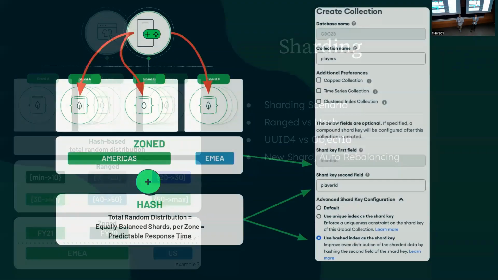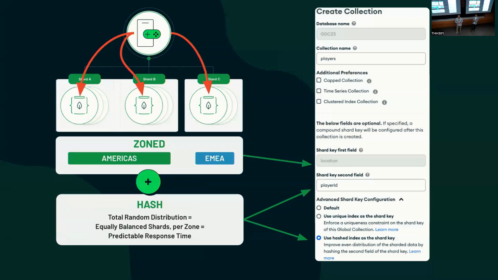Okay. So for the pattern we can apply for player profiles in particular, and for gaming, we actually combine two. We combine zone sharding with hash-based sharding. We're going to create zones based on geographical areas, like in this case here, Americas and EMEA. Notice how Americas has 2 shards, EMEA has 1, right? And I can add more over time. And then on top of that, I'm going to hash the player ID so that now all players in Americas will be perfectly distributed across Americas shards, and then APAC shards and so on. So I know my players will be perfectly distributed in each zone.